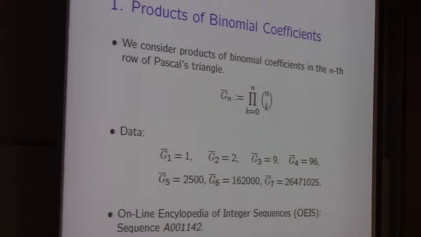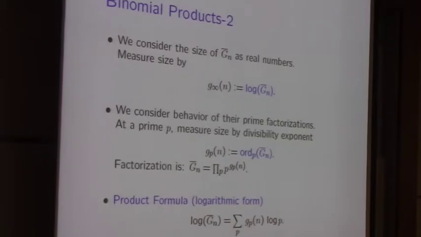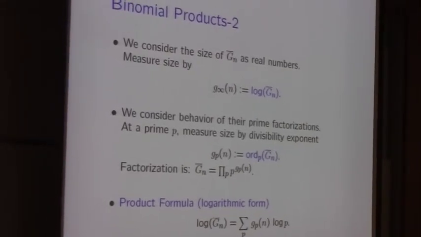And in the process appears the following integer sequence: the products of the binomial coefficients in the nth row of Pascal's triangle, which is the product of n choose k. So there's some data, and if you use this data, you won't have any trouble identifying it in the OEIS. It grows rather rapidly, roughly like e to the constant times n squared. And in this talk, the problem I'm interested in is understanding stuff about prime numbers.